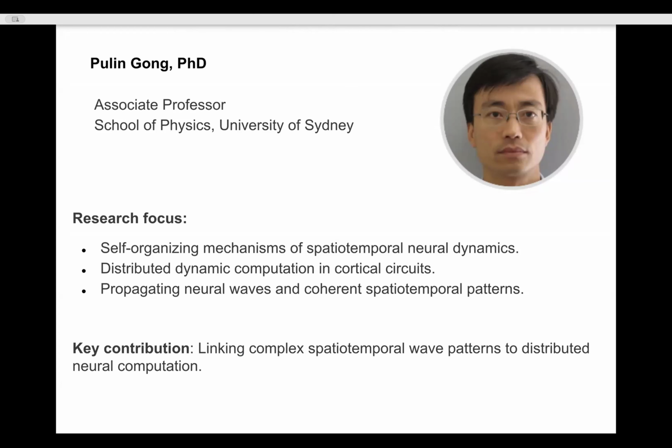He investigates propagating neural waves, coherent spatiotemporal structures, and irregular neural activity variability to uncover how large-scale neural systems perform computation. Recent projects from his group include cortical wave pattern analysis in mice and primates, fractional neural sampling and Levy walk dynamics in collaboration with Fudan University and Kyoto University, and his current student Andrew Lee studies cortical loop dynamics and their applications to AI. Dr. Gong's key contribution lies in linking spatiotemporal wave patterns to distributed neural computation.